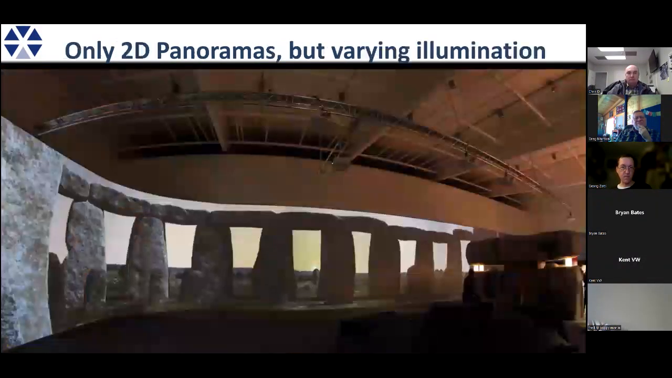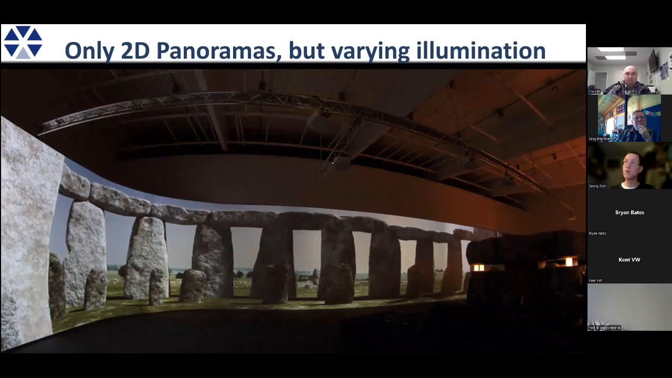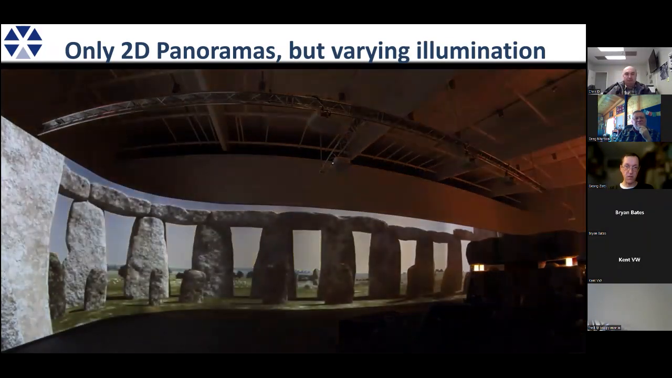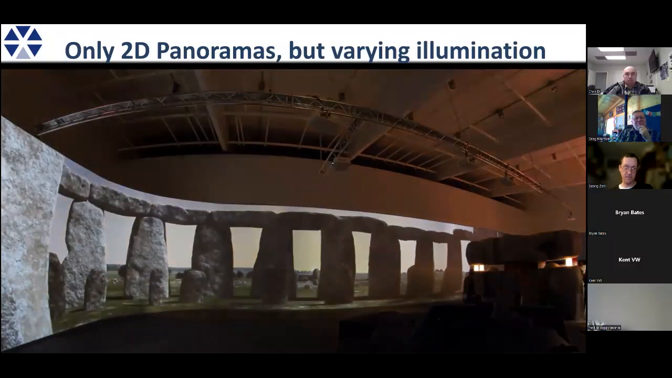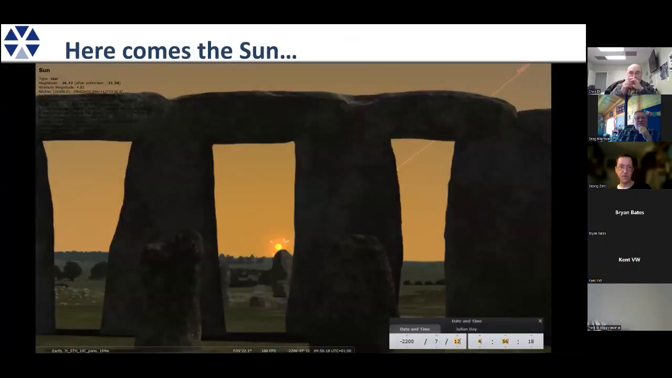Here just some impressions of this installation. The funny thing is, although this was only a classical horizon panorama, just by different day simulation, it appeared almost three-dimensional, although these were static panoramas. For this, we created also a remote control application, so you can now operate Stellarium with your web browser, or with the web browser on a second screen or on a tablet. And here you see the difference between a sunrise then and a sunrise today.